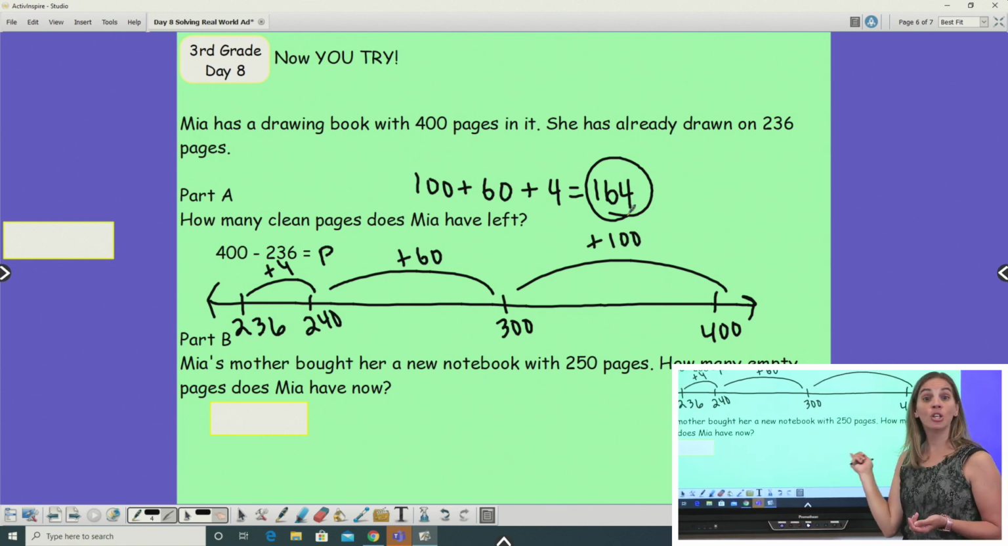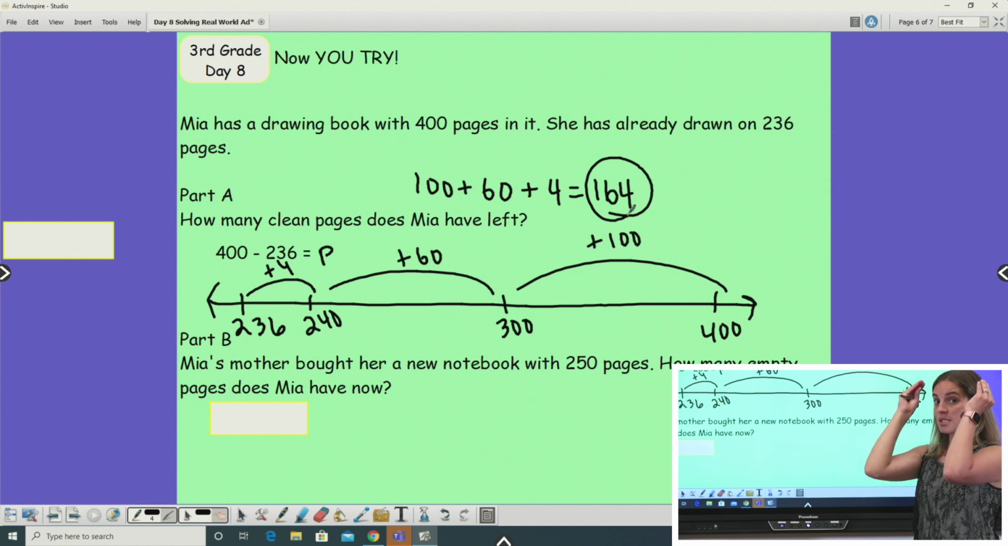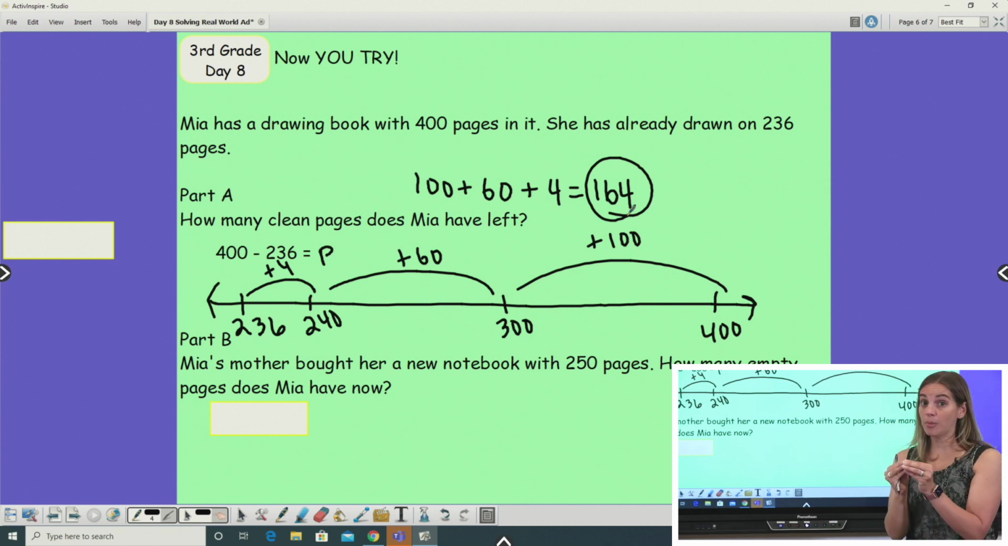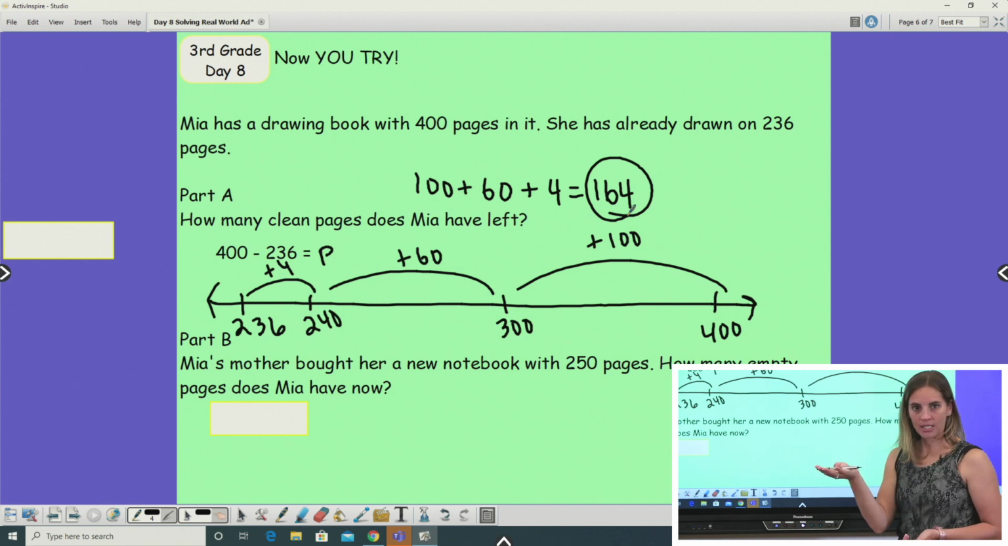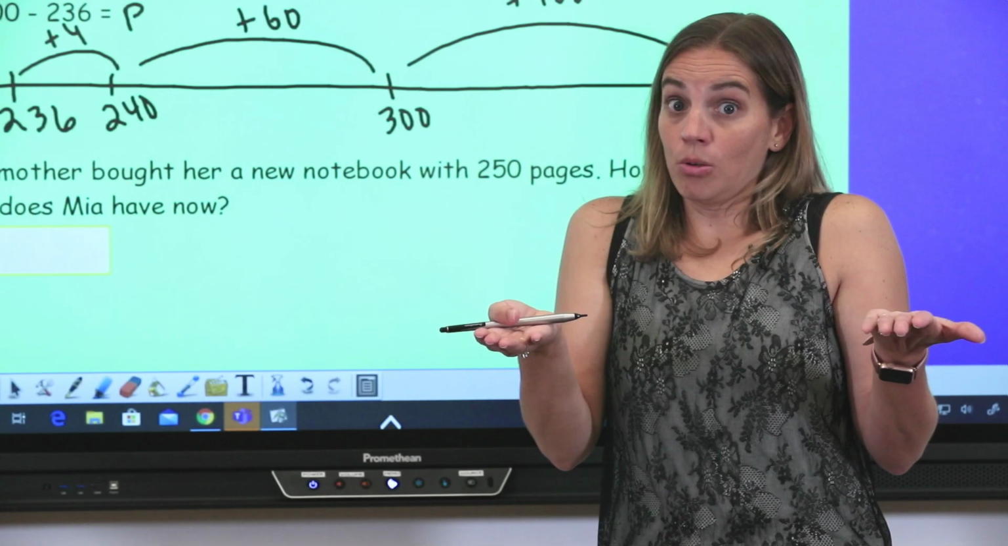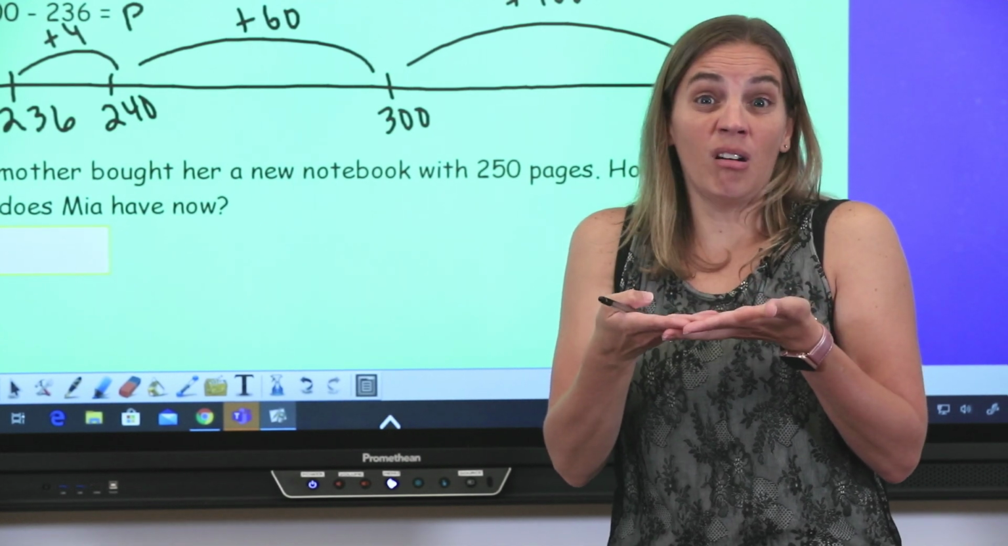Mom went out and bought her a new notebook. So she's got 164 clean pages, but then mom gave her how many more clean pages? 250. So I want to know how many she has now. Well, she had 164. Mom gave her 250 more, and I want to know how many in all.